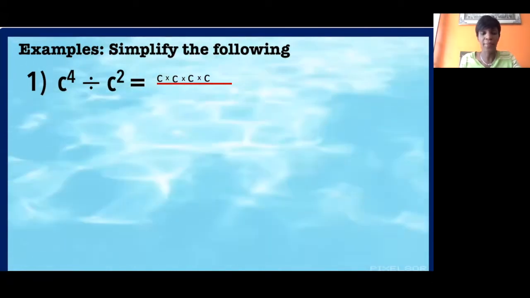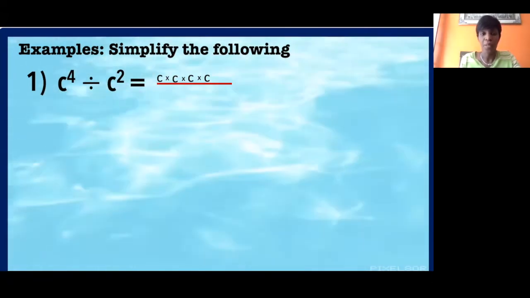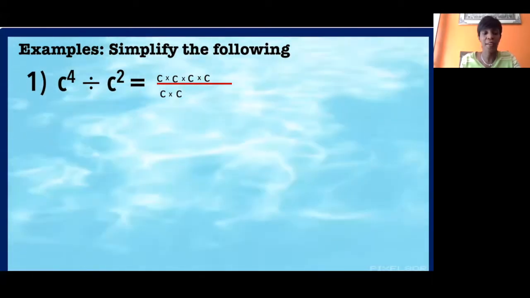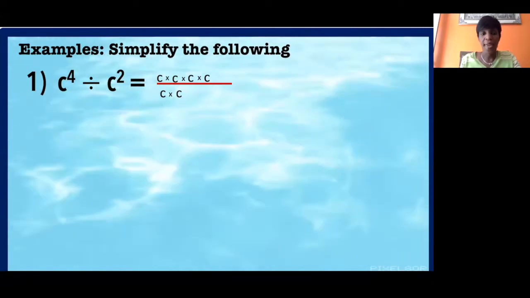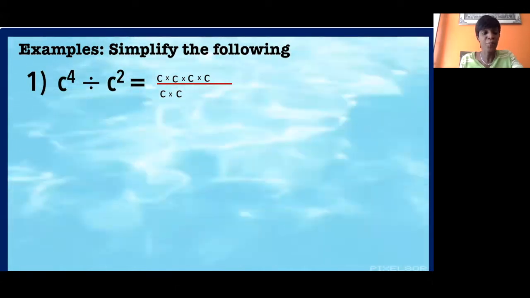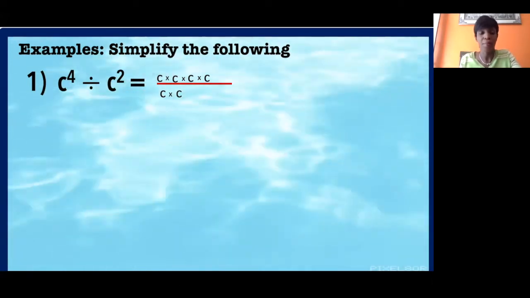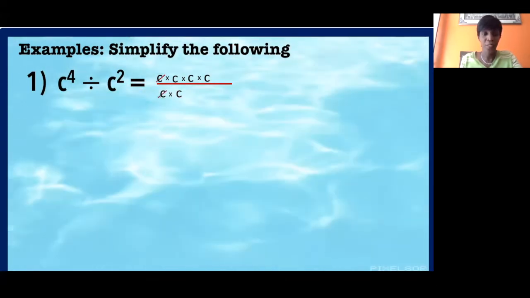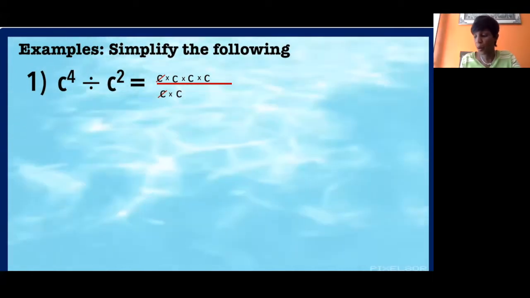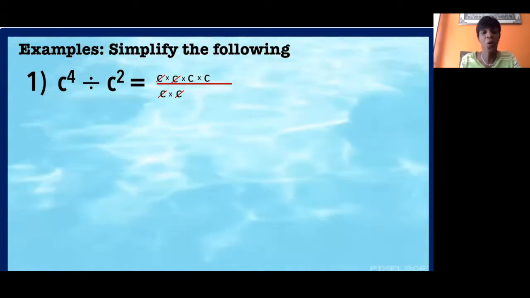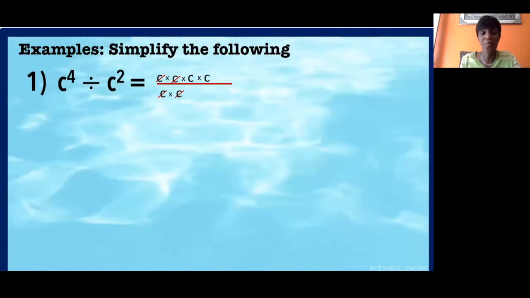Now at the bottom, how many C's are we going to have? C times C, because it says C to the 2nd power. Now, our next step is to cancel out. We have to cancel out only what can cancel. It must be the same at the top and the same at the bottom. So with that C, you go top, bottom, top, bottom. Very good. Now we don't have any more C's at the bottom, so that's where we stop canceling out. Nothing else can cancel out.